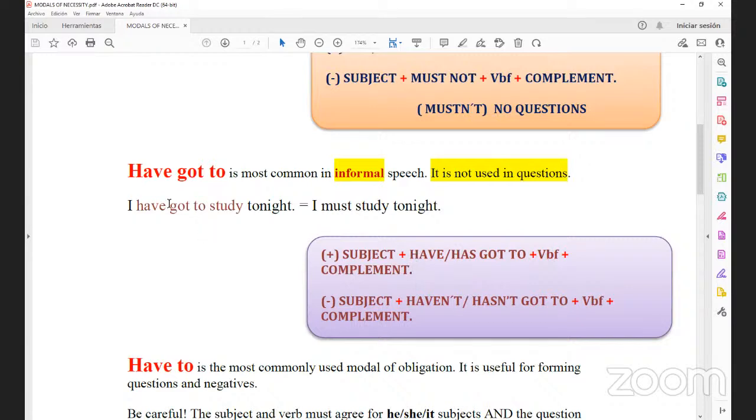So what is the meaning of have got to? Tener que. The negative of have got to: we could use haven't or hasn't got to, for first person and plurals, and third person, with the verb in base form and the complement. So this is like 70% of something strong.